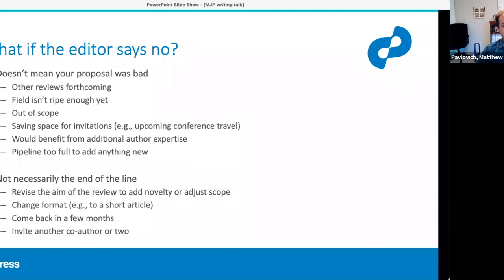It's not necessarily the end of the line. Sometimes you can just revise the aim or the scope. Sometimes the editor will encourage you to change the format or change how you're framing the issue. If it's just a matter of too much content in the journal, you can always come back in a few months.